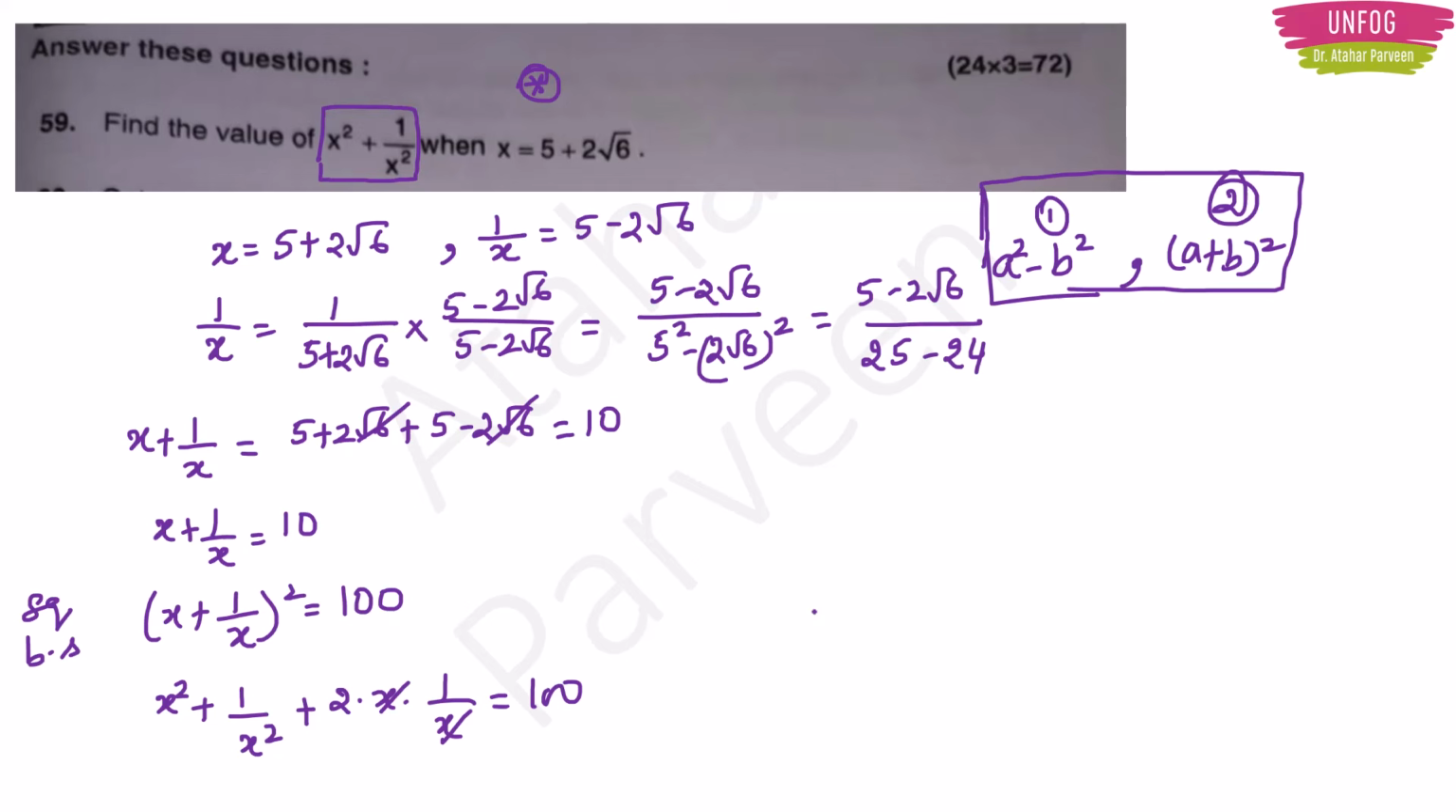So this will be cancelled. So in the left hand side I have x square plus 1 by x square plus 2. I'll send it to the right hand side, it will become minus 2. So my answer now is x square plus 1 by x square is 98.